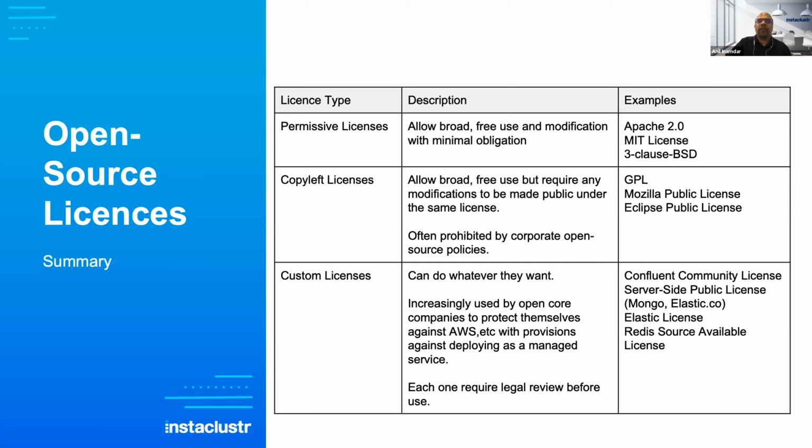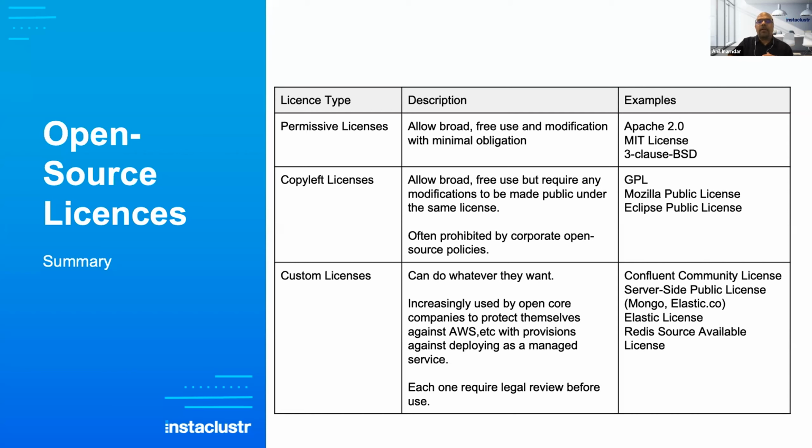The second type of license is copyleft license. So we have copyright and then there's copyleft. Now, this also allows broad free use, but requires any modifications to be made public under the same license, which is not true for the permissive license. This is often prohibited by corporate open source policies. An example of this license is GPL or Mozilla Public License.